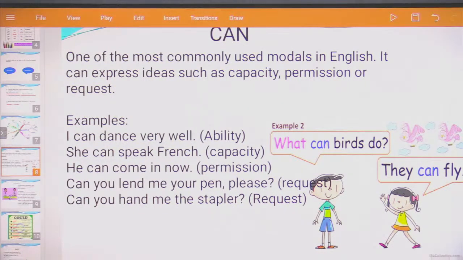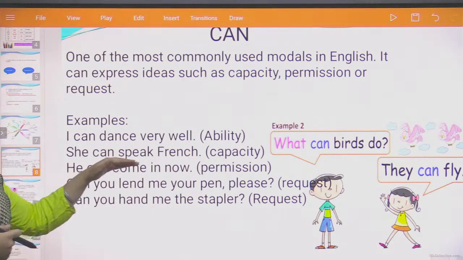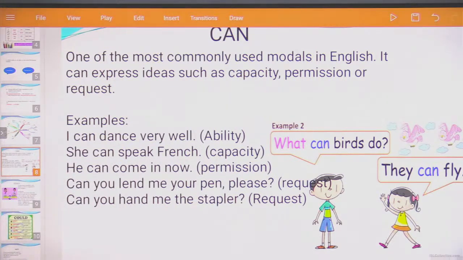Okay, so this can also be used to show permission, or to give permission, to grant permission. So what we are doing here is granting permission to someone that he can come in now, you can come in now. Okay, so we can use this can modal here, because we are showing the permission here.